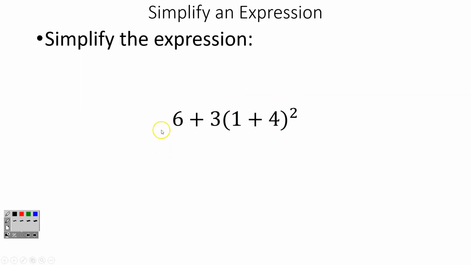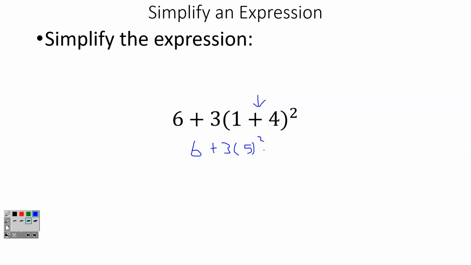You might see something that looks like this, when all of a sudden now we have exponents in parentheses we need to worry about. So we have to worry and think about PEMDAS. We have to get rid of the parentheses first. So we get rid of stuff that's inside. So we're going to do that first. So we're going to still have my 6 plus my 3. And then inside the parentheses is 1 plus 4, which is 5 squared.